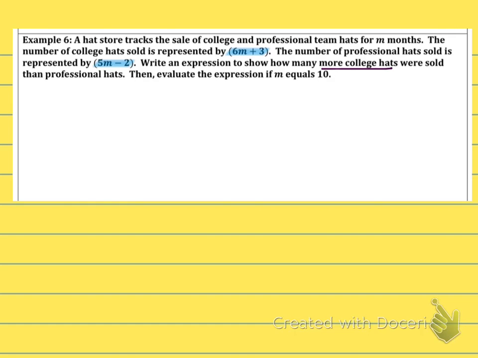So what we want to do is we want to take, there are more college hats that were sold, so we're going to start with the expression for college hats. It's 6M plus 3. And I'm going to keep that in parentheses for now. And we are trying to find the difference here because we want to know how many more college hats were sold than professional hats. And so 5M minus 2 is our professional hats, and that goes in parentheses. And we're going to go ahead and rewrite the subtraction and distribute.